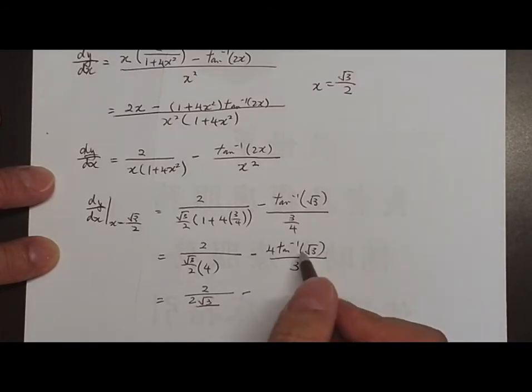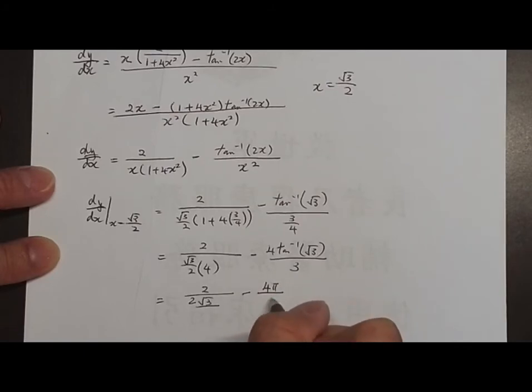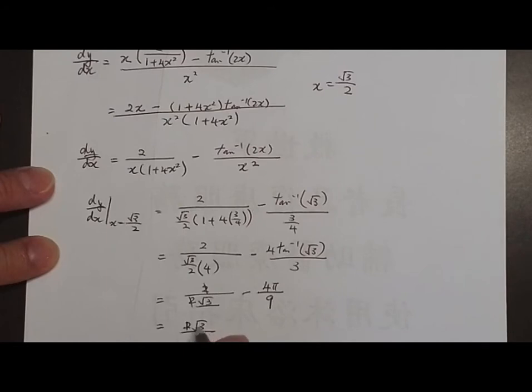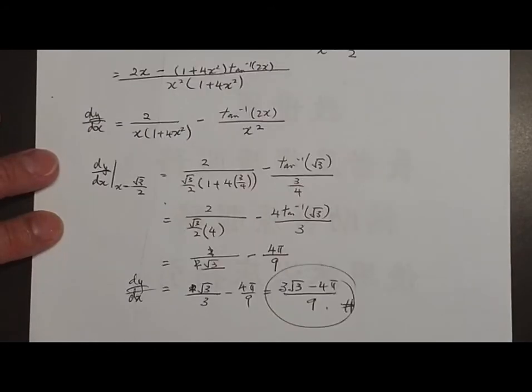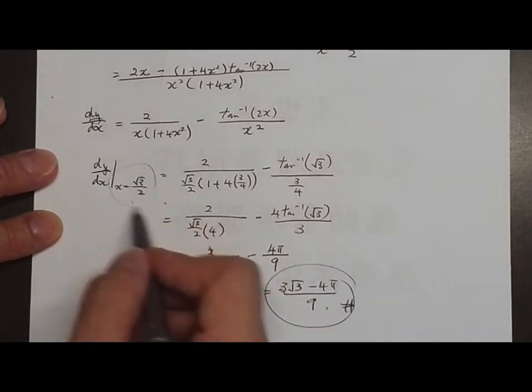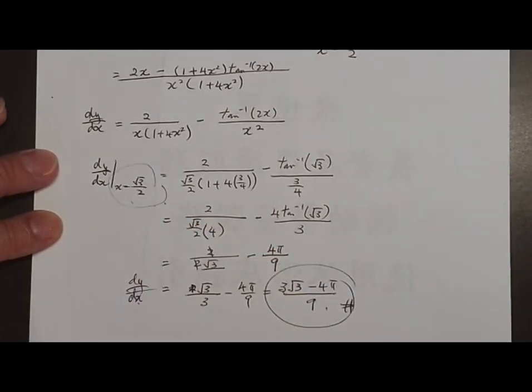minus arctangent square root 3 is pi over 3, so we got 4 pi over 9. And cancel this out, we multiply square root 3, we got square root 3 over 3 minus 4 pi over 9. And we have 3 square root 3 minus 4 pi over 9. So we prove that dy/dx is equal to 3 square root 3 minus 4 pi over 9 when x is equal to square root 3 over 2.